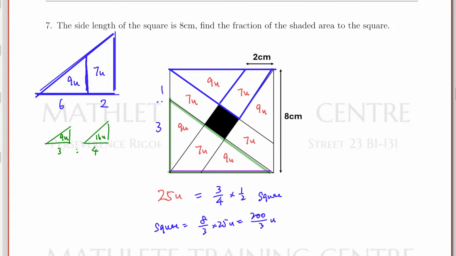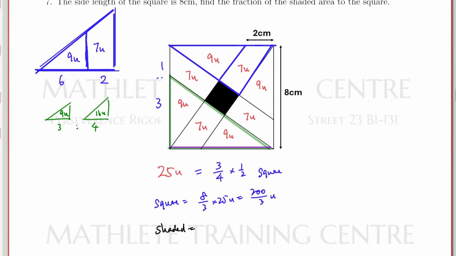And now I can subtract everything to find the shaded. The shaded here will be the entire square, which is 200 over 3 units, minus off the four parts, so it's 200 over 3 minus 4 times 16. That's 64. So if you take 200 over 3 minus 64, this is the same as 200 minus 192 over 3. This is equal to 8 over 3 units.